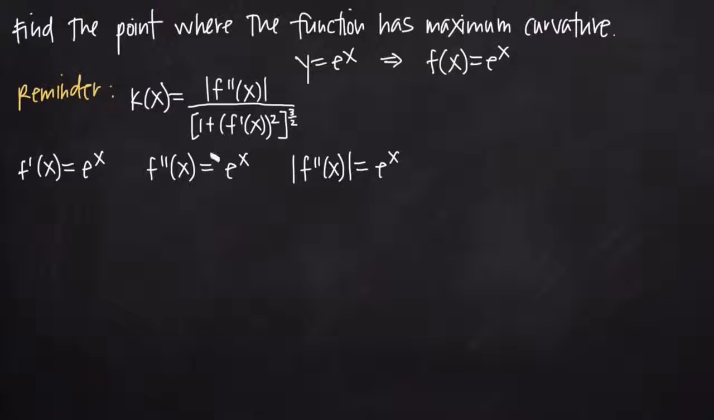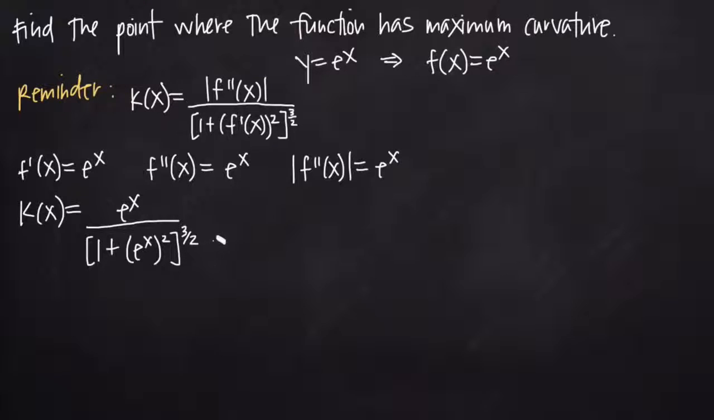So now we have these components, we can go ahead and plug them into our curvature kappa function. We'll get k of x is going to be equal to, here we have the absolute value of our second derivative, e to the x. So we put e to the x in our numerator. In the denominator, we're going to have quantity 1 plus, here we have the derivative f prime of x, which is e to the x, but then we're going to square that. Then we're going to raise this whole thing to the 3/2 power.